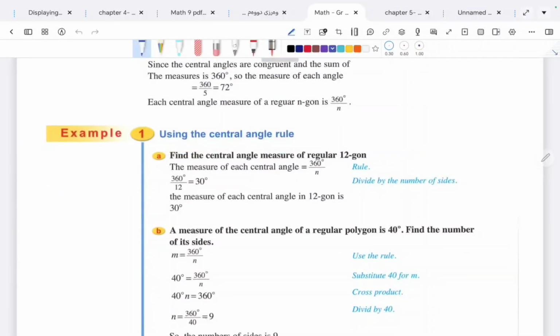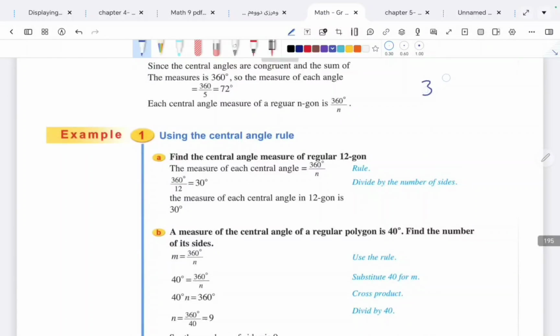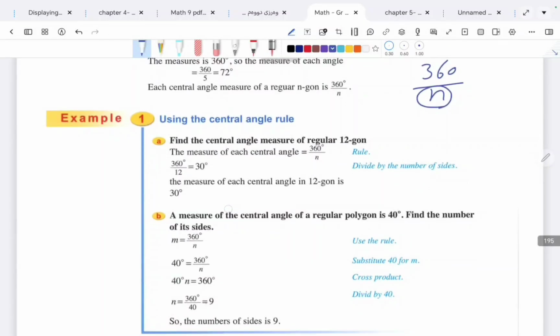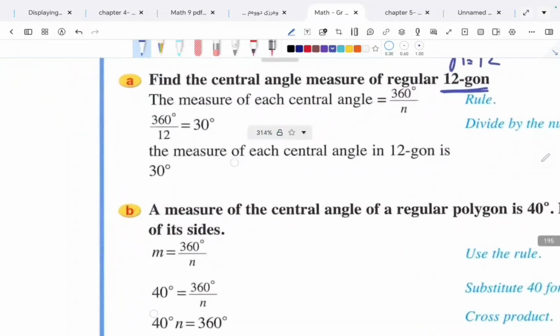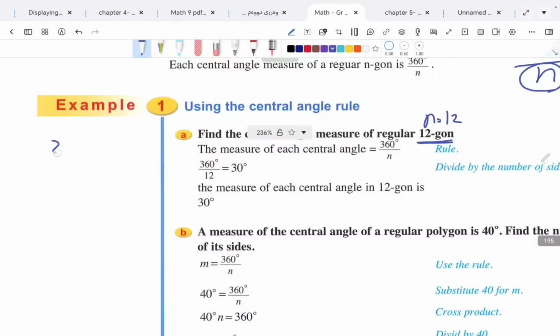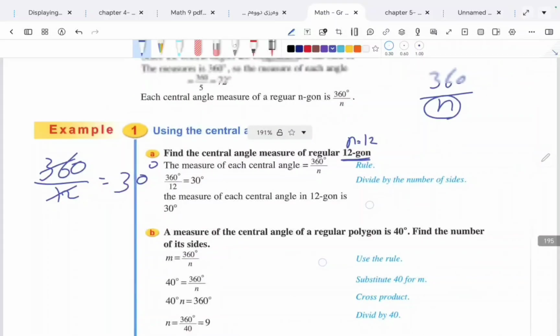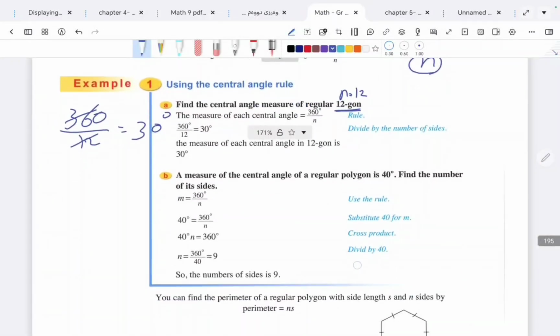What's the rule of central angle? It is 360 divided by n, where n is the number of sides of a polygon. For example, find the central angle measure of a regular 12-gon. So n equals 12. We will say 360 divided by 12. We have 36 divided by 12 equals 3, so it is 30 degrees.